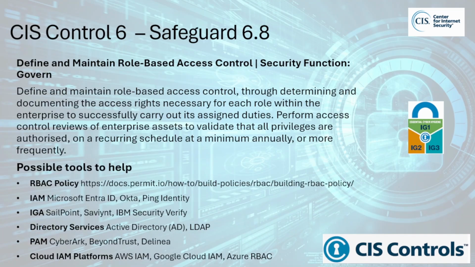Safeguard 6.8, Define and maintain role-based access control, comes under the Govern Security function and is within Implementation Group 3. The safeguard requires organizations to implement and maintain role-based access control, or RBAC, which is a structured method of assigning access to users based on their job roles rather than individual permissions. Each role is defined with a specific set of permissions aligned with job responsibilities, and users are granted access based on their assigned roles. Why is this important?